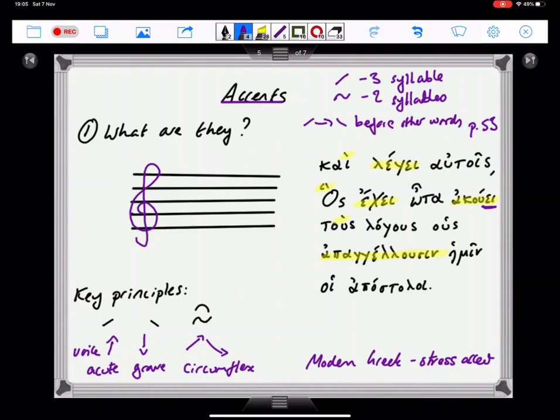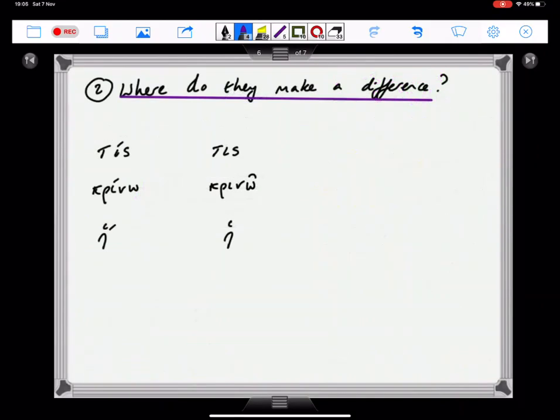Circumflex accents. I've shown you two different ways of writing them. You can write them as a hat or as a squiggle. I tend to do it as the hat because it's easier for the breathings underneath in the text, but either is perfectly permissible. Those are a couple of the basic rules. If you're interested in the rules more generally, they are moderately complex, but not impossible to learn. What is important is the kinds of places where they make a difference.